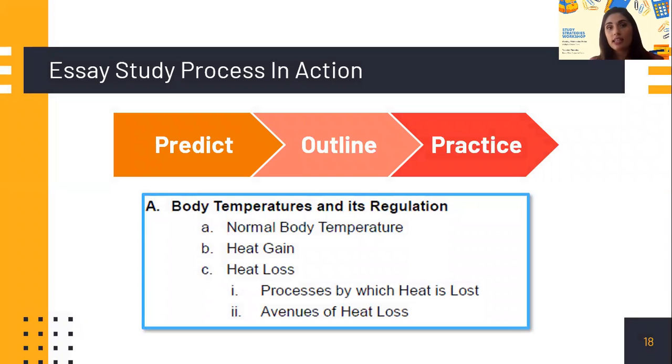So let's look at this essay study process in action. First, let's go ahead and try and predict. So right here, we are looking at headers, so a chapter title and headers and subheaders of a textbook. It looks like a science textbook. We see that body temperatures and its regulation, normal body temperature, heat gain and heat loss, and then processes by which heat is lost and avenues of heat loss.